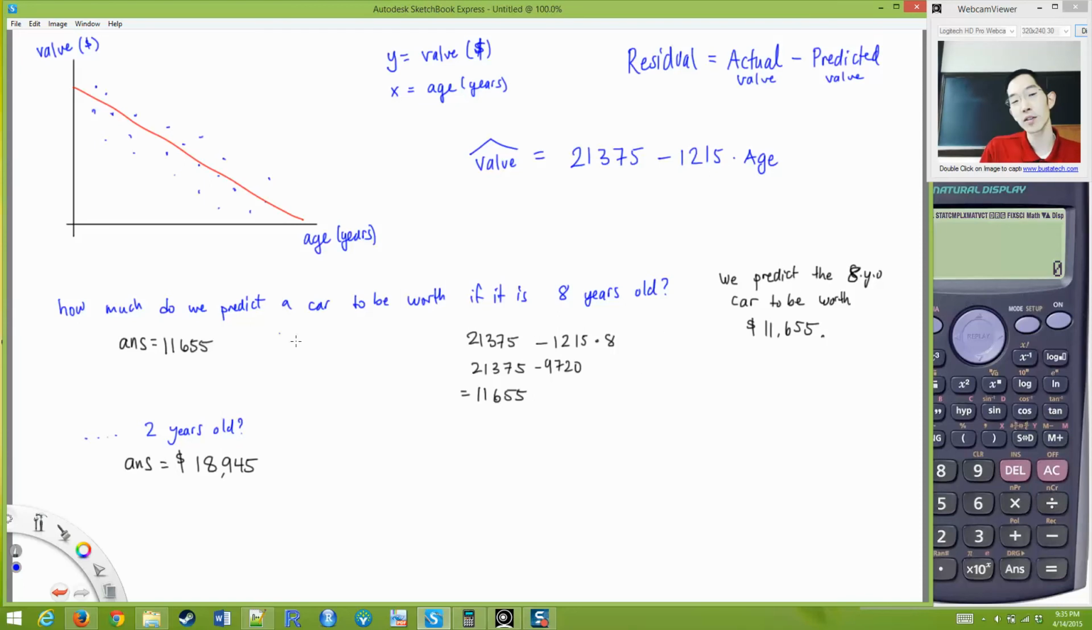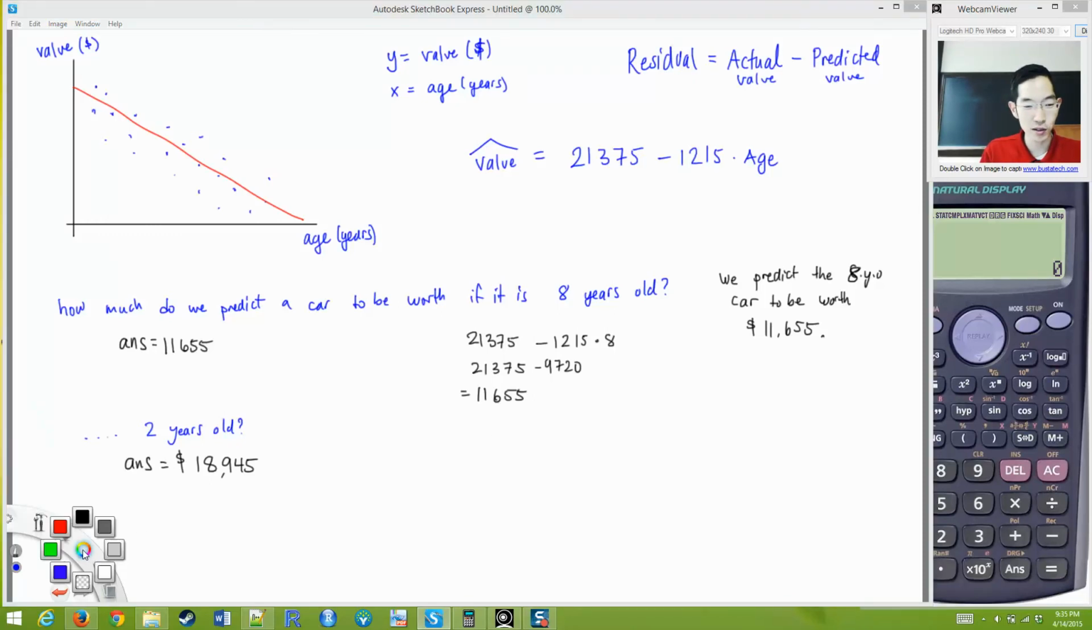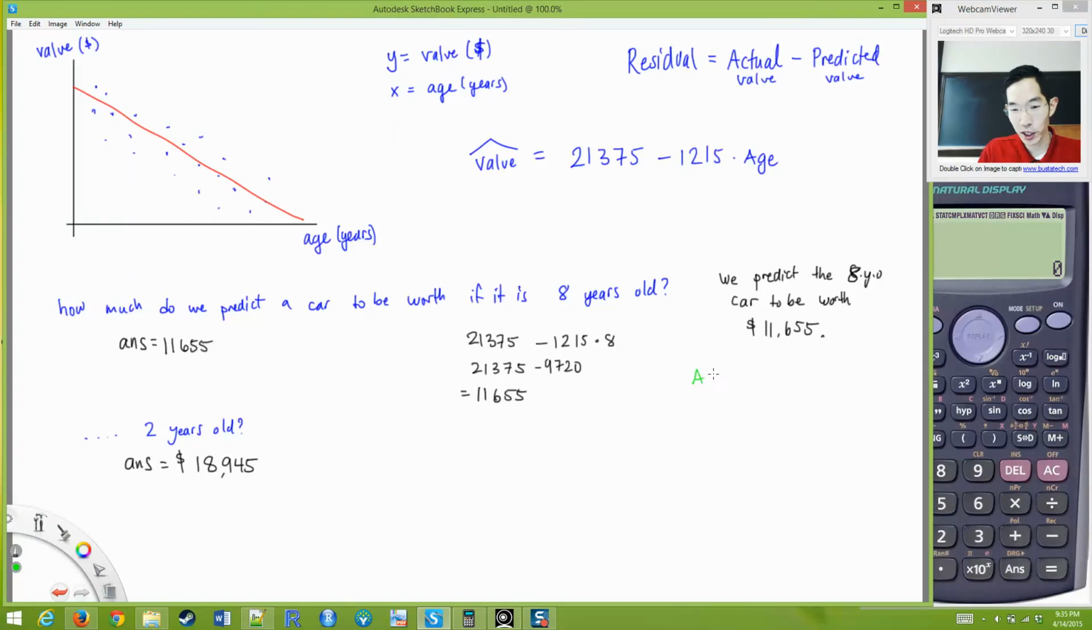Okay? So let's say you buy a car that's 8 years old and it didn't cost you $11,655. The actual cost, it's like Price is Right. Actual cost of the 8-year-old car that you buy maybe was only $10,500. What is the residual? The residual would be the actual value, 10,500, minus the predicted value, 11,655. So we get a residual of negative 1155. Is that good with everyone?